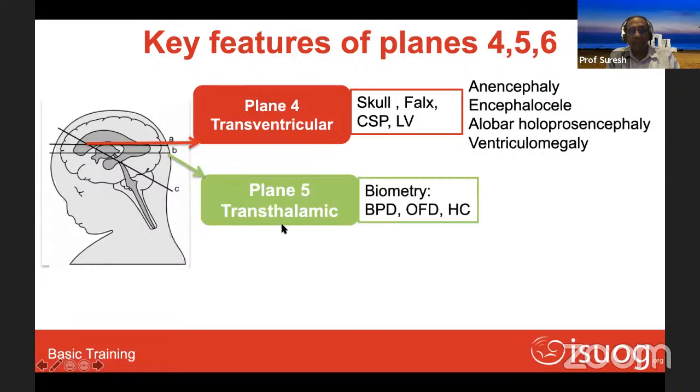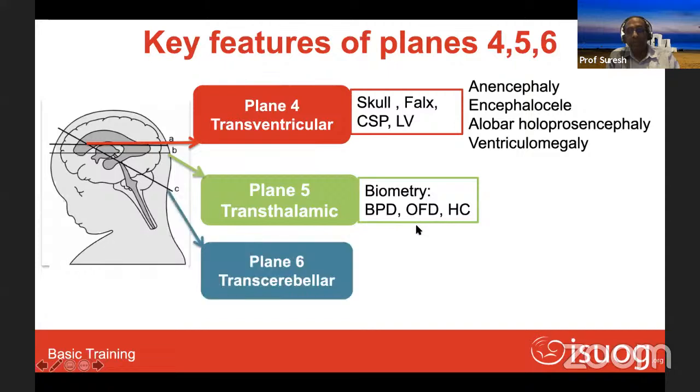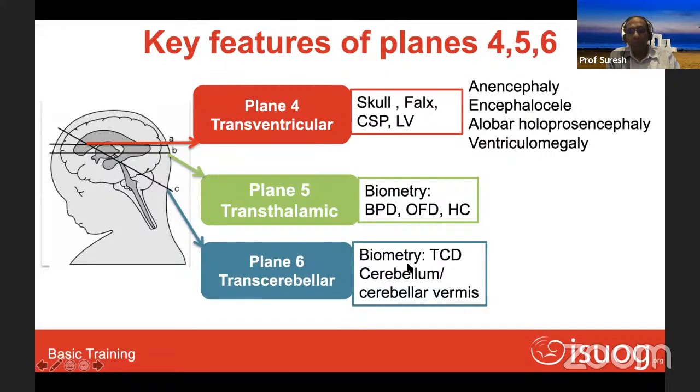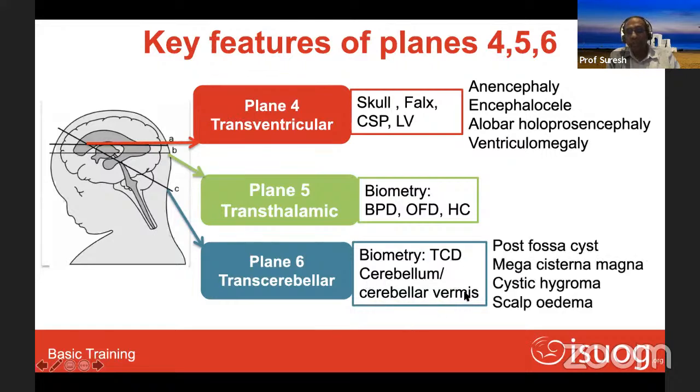Plane 5 is the transthalamic plane. We do the biometry: BPD, OFD, and HC. And plane 6 is the transcerebellar plane. We do the TCD, and look at the cerebellum and the cerebellar vermis. We look for any posterior fossa cystic lesions, mega cisterna magna, cystic hygroma, and also scalp edema.